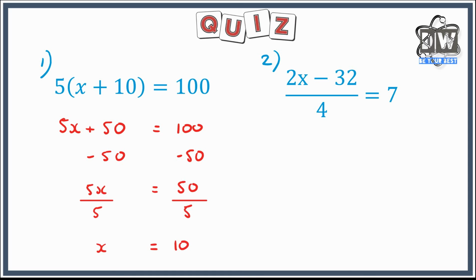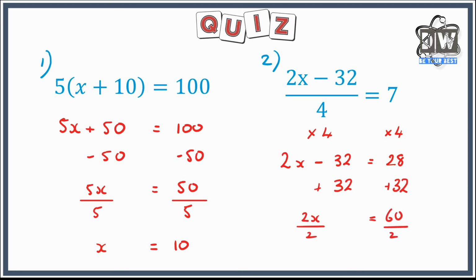All right, first step on the next one would be timesing by 4 to give us 2x minus 32 equals, and that should be 28 there. Sorry about that. 28. And then we're going to add 32 to both sides. Add 32 to both sides gives us 2x equals 60. Divide both sides by 2, and we can easily see there that x equals 30. So hopefully you got those correct.